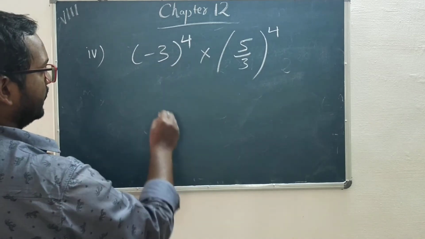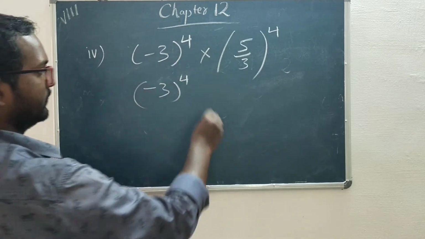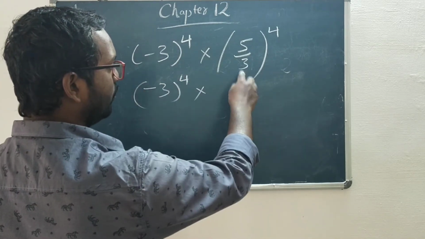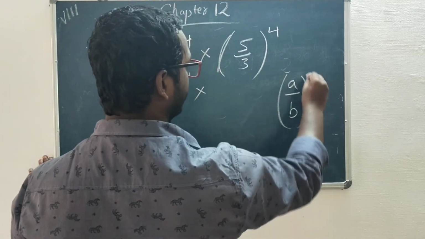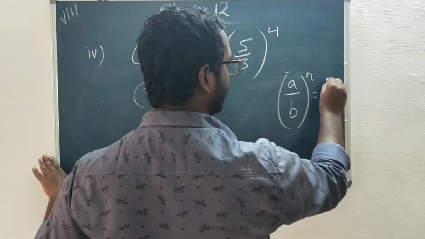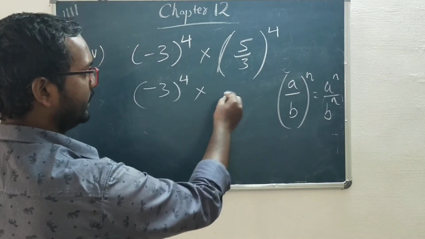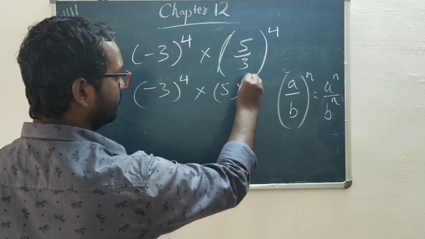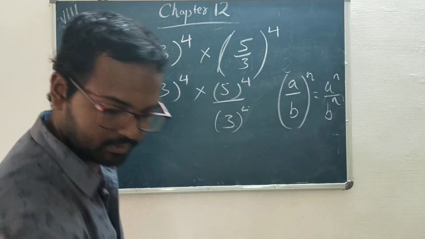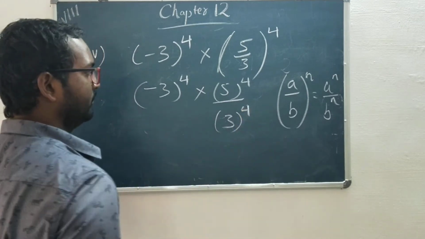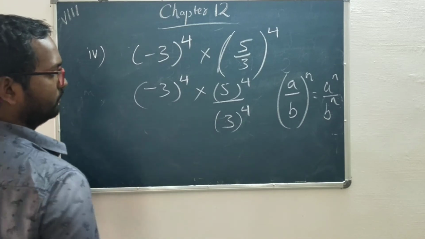So see, here we will get minus 3 to the power 4 only, because there is no minus in the power, into, here if you open the bracket using that formula, which is (a by b) to the power n is equal to a power n divided by b power n. So using this formula we will open this and we will get here 5 to the power 4 divided by 3 to the power 4. Now see here, it's minus 3 to the power 4.